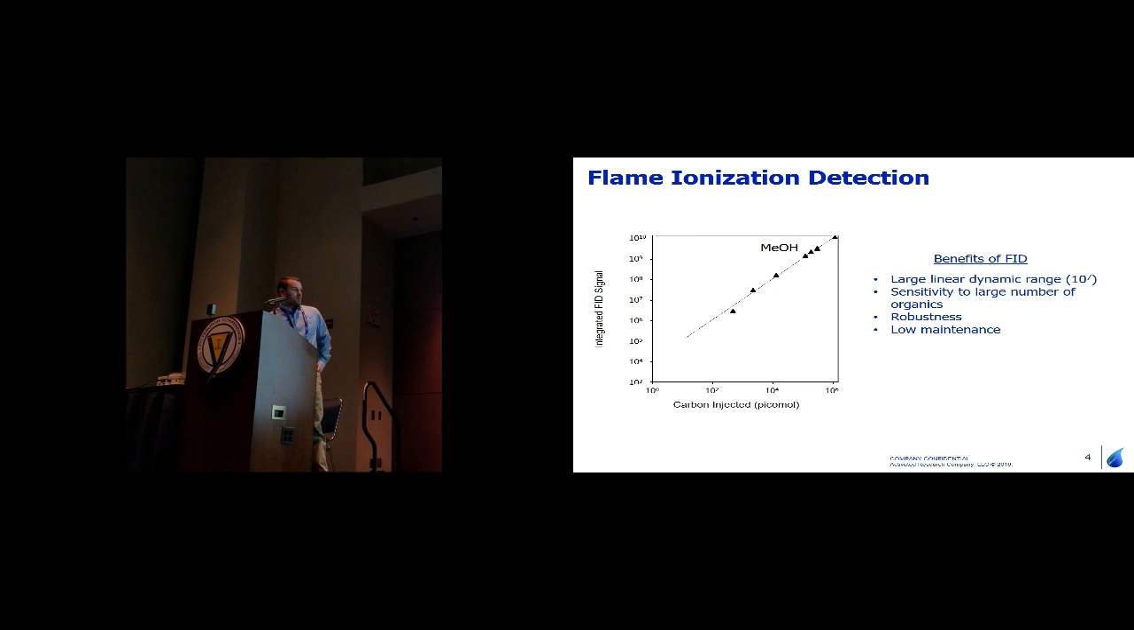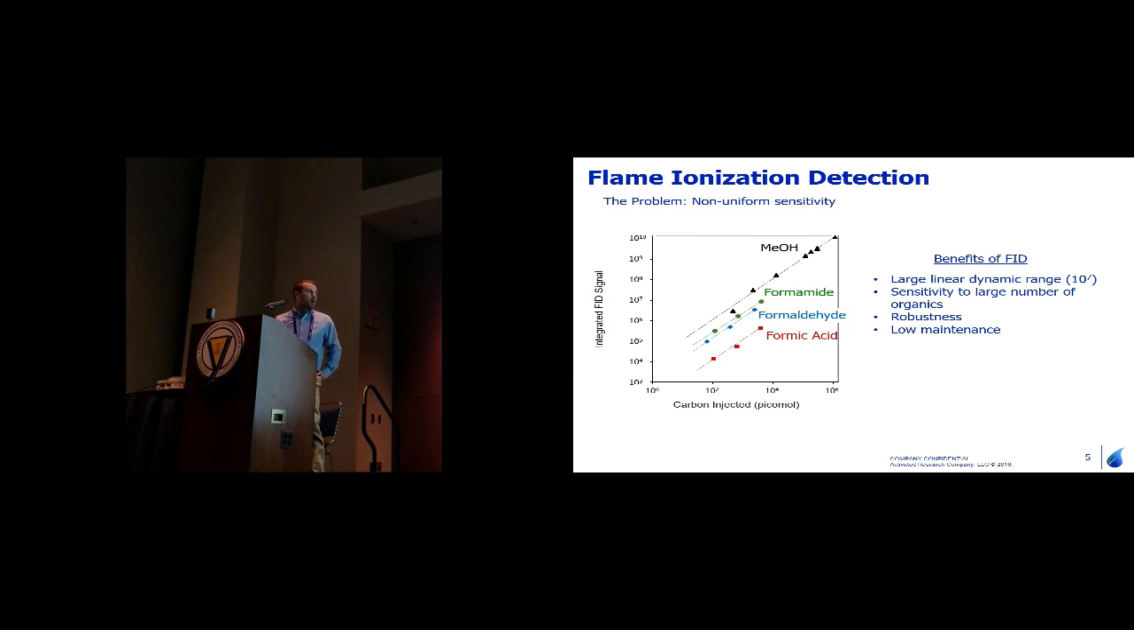Here we see the amount of carbon injected for a molecule like methanol over about 4 orders of magnitude. We see that FID signal is about linear. This is a log-log plot. Now the problem with the flame ionization detector, or the FID, is that it has a non-uniform sensitivity to different carbon atoms of different environments.